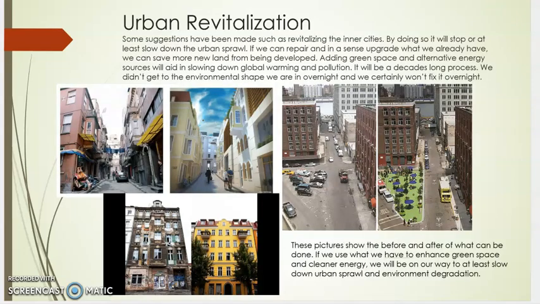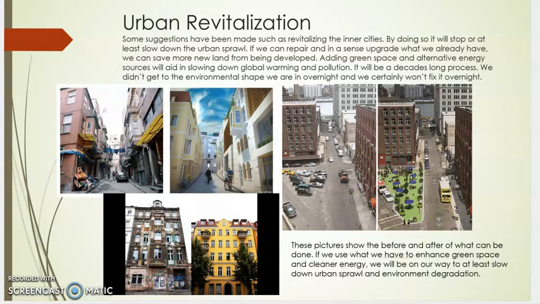Some suggestions have been made, such as revitalizing the inner cities. By doing so, it will stop, or at least slow down, urban sprawl. If we can repair and, in a sense, upgrade what we already have, we could save more new land from being developed. Adding green space and alternative energy sources will aid in slowing down global warming and pollution.